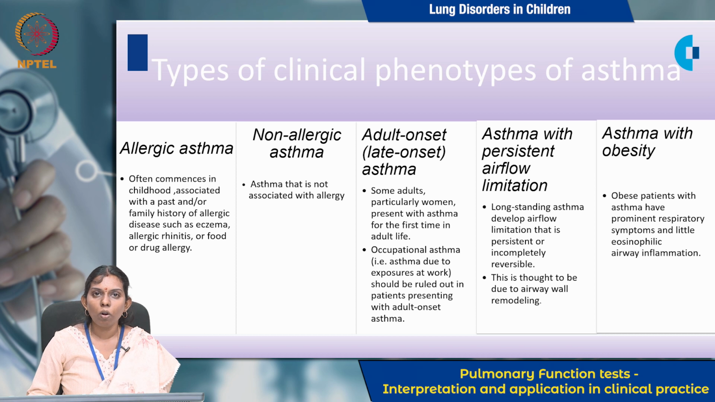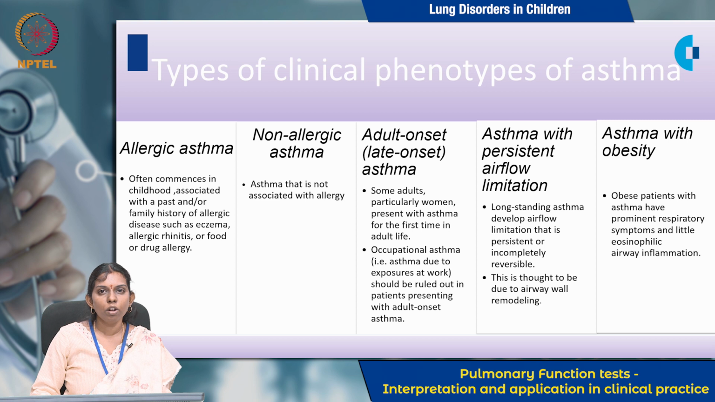These are the commonest clinical phenotypes of asthma in a child who is more than 5 years old and in an adolescent child. First and foremost is allergic asthma. Everyone knows asthma could be triggered by an allergen. It often commences in childhood, associated with a past or a family history. Need not be a past history, it could even be a family history of atopic dermatitis or allergic rhinitis, or any asthmatic in a first degree relative.